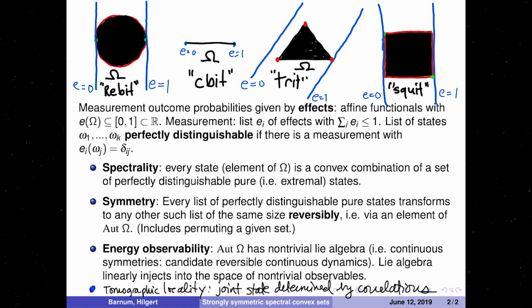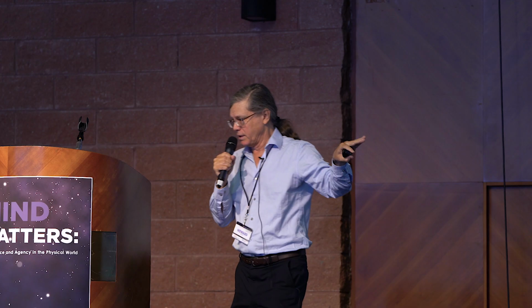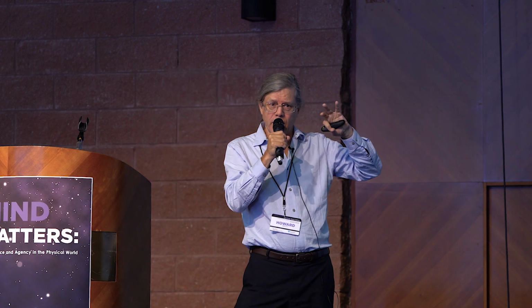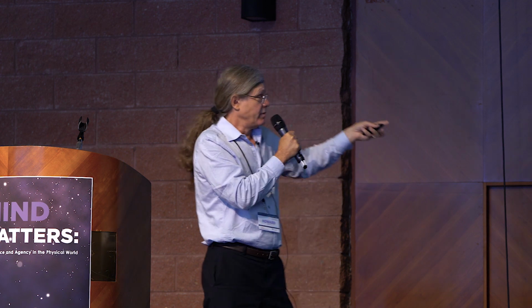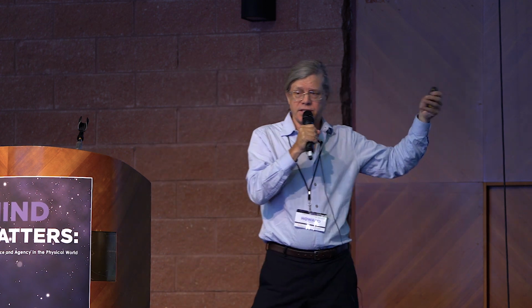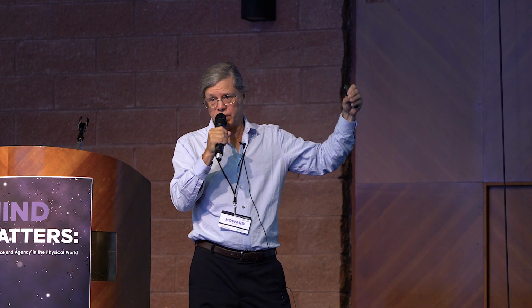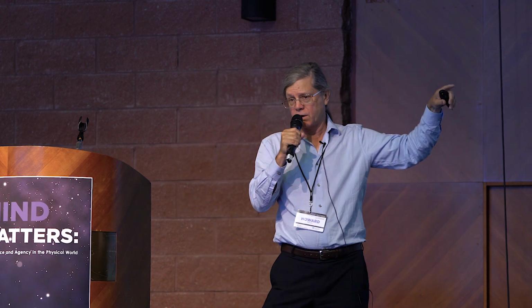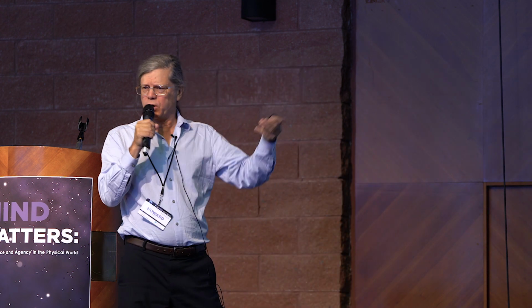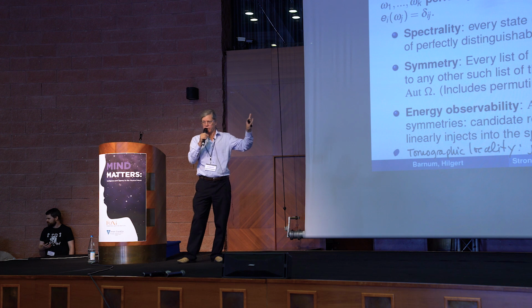We also have our second assumption, strong symmetry. Every list of perfectly distinguishable pure states transforms to any other such list of the same size reversibly. And by reversibly, we mean it's an element of the affine automorphism group of that compact convex set. So, in quantum theory, where omega, the state space, is the density matrices, rho goes to U rho U dagger. That's an example of such an automorphism. Transpose is also an automorphism, although we rule it out for other reasons.